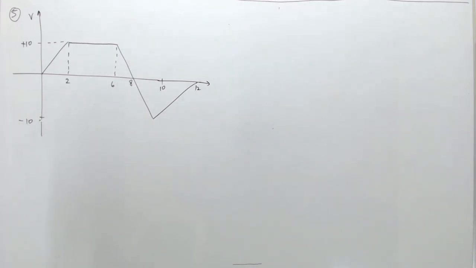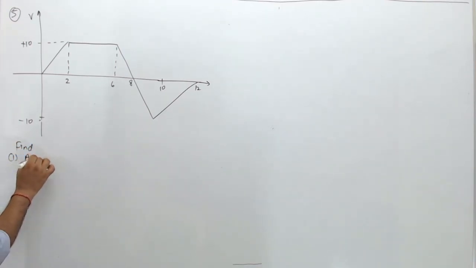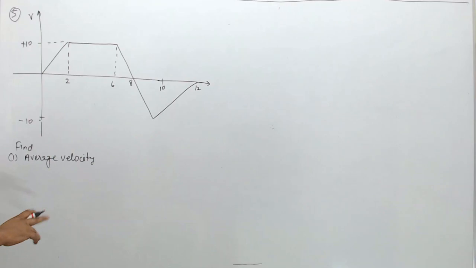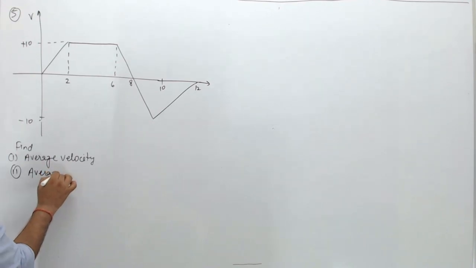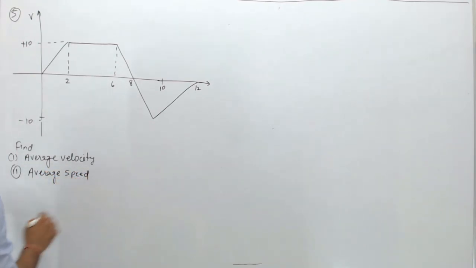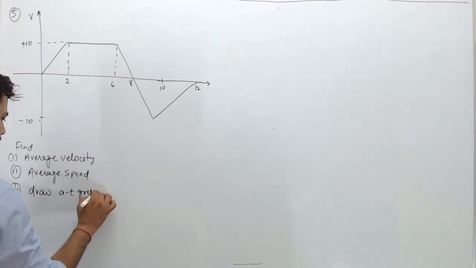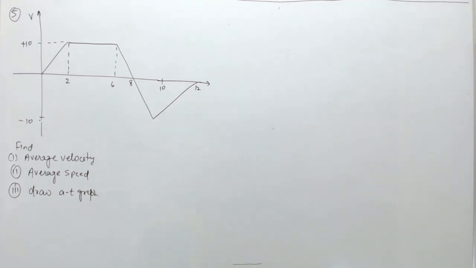Now you have to find the average velocity. Find question number 1. Average velocity. I hope this part is coming in the camera. Yeah, it's coming in the camera. Great. Now number 2 that you have to find is the average speed. And number 3 is draw a-t graph, that is acceleration versus time graph. So guys, these are the 3 sub parts of this question. Chaliye, now you can pause the video and try and solve it. Then we'll do it together.